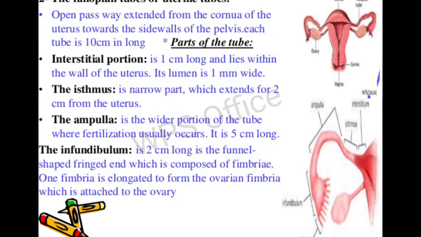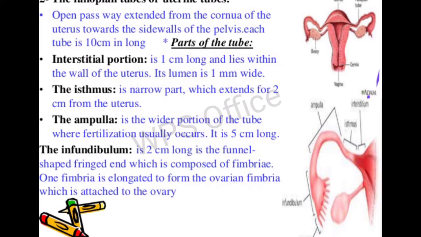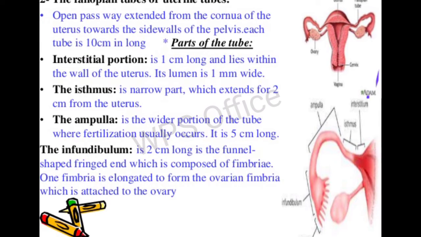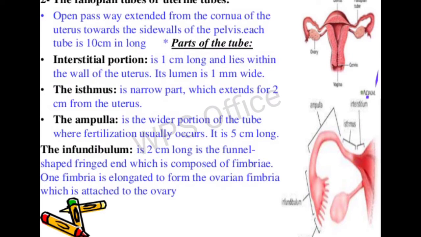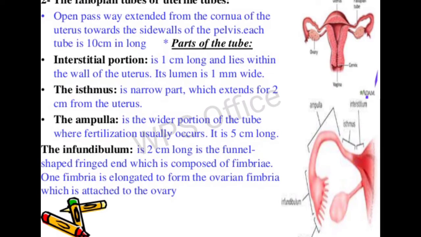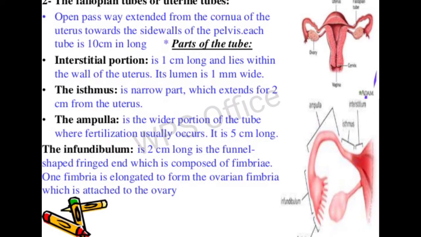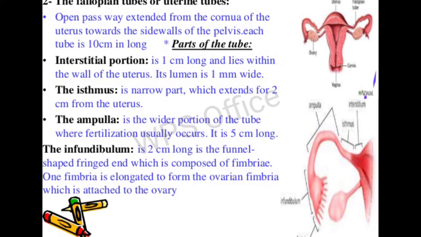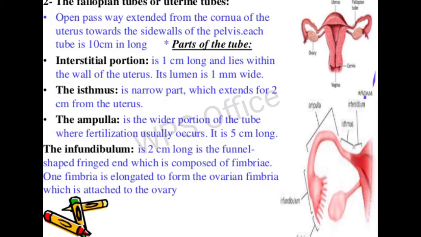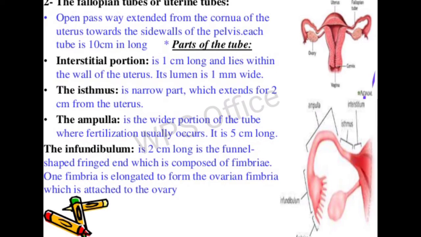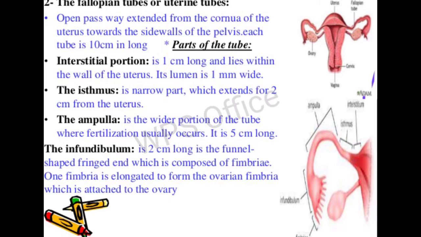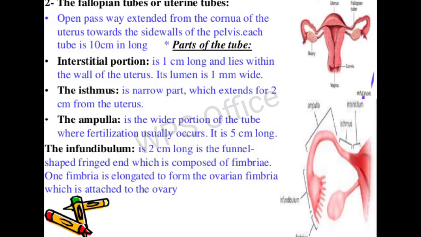Then the isthmus, you can see in the picture also. It will continue from the interstitial portion, then extends for 2 centimeter from the uterus. Then next lies the ampulla. It is a wider portion of the tube where fertilization usually occurs. So this ampulla is the region where fertilization will be occurring.